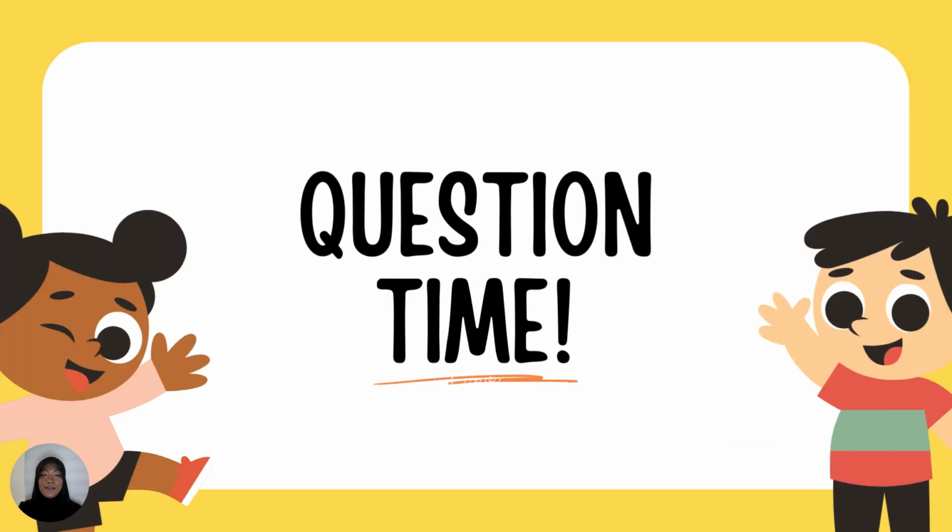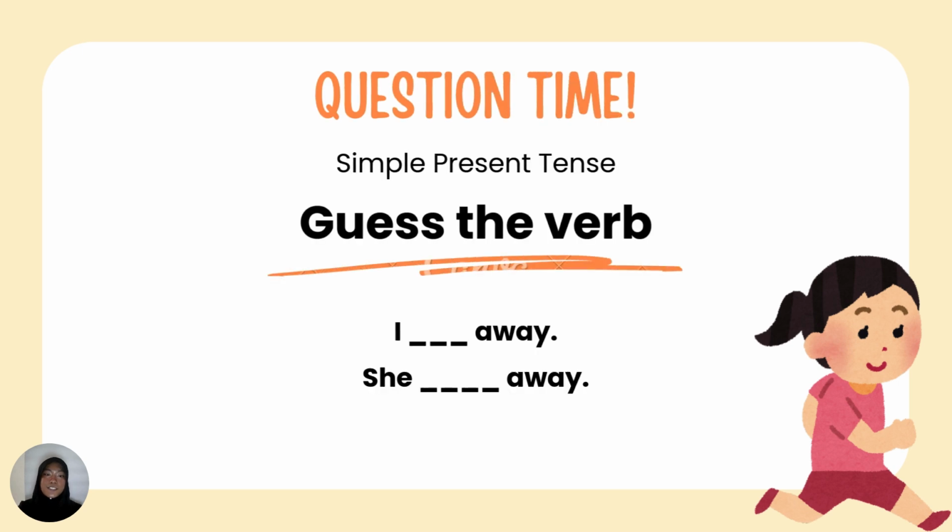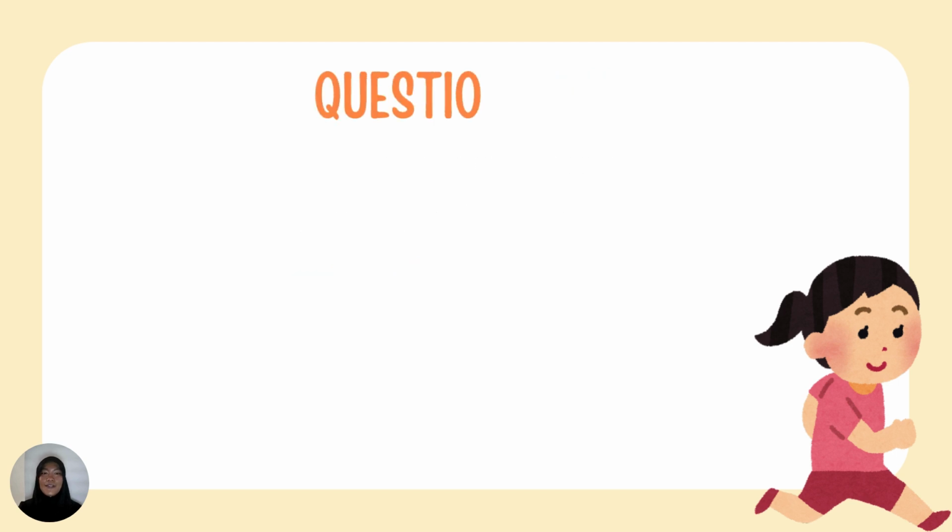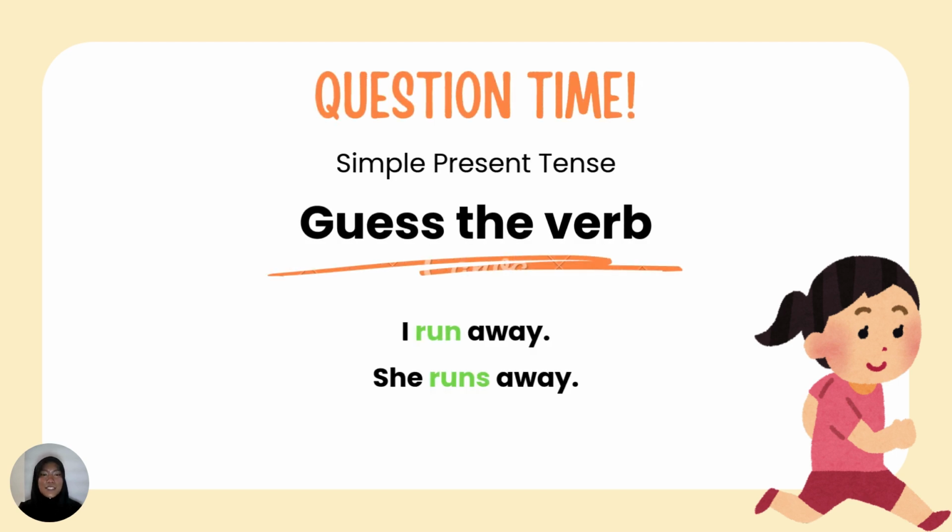So let's go to question time. Let's go for the first question. I need you to flash back and remember the sentences that we read together earlier. So, could you guess the verbs for these sentences? I run away. And remember for third person singular, she runs away. Alright, excellent. Next question. Simple present tense, guess the verb. This is the answer.